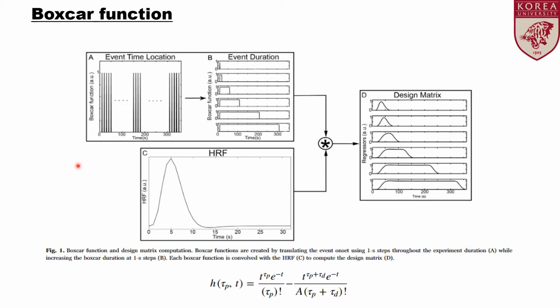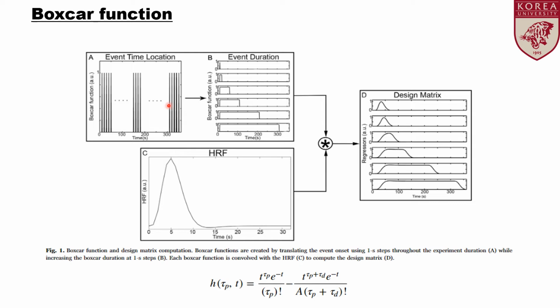In this slide, I will give you a brief introduction of boxcar function and hemodynamic response function. A boxcar function could be any function which is 0 over the x-axis except for a single time interval where it is equal to any constant. This box function generally represents the events in the experimental paradigm.